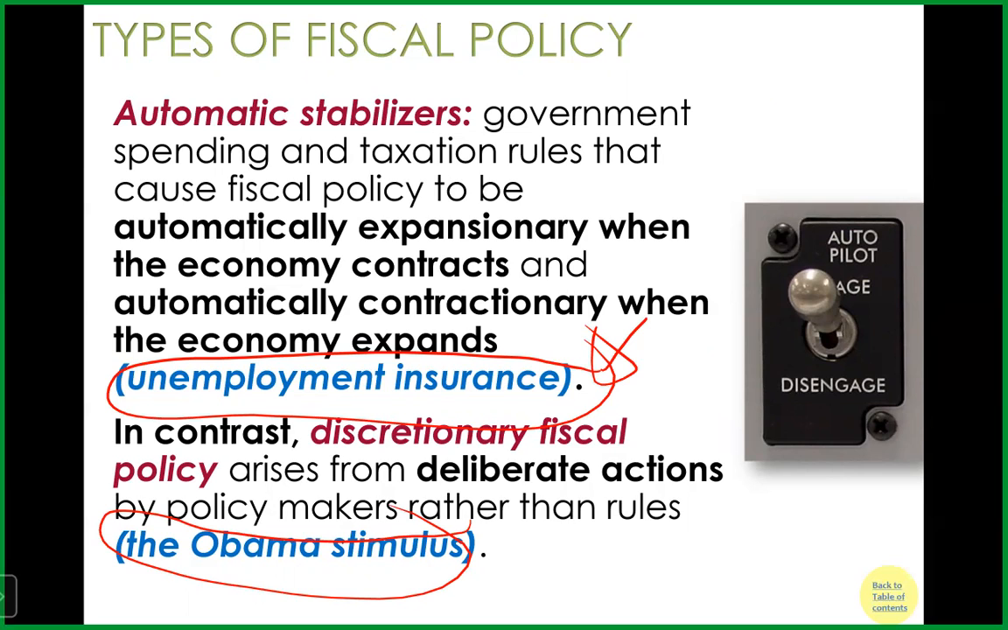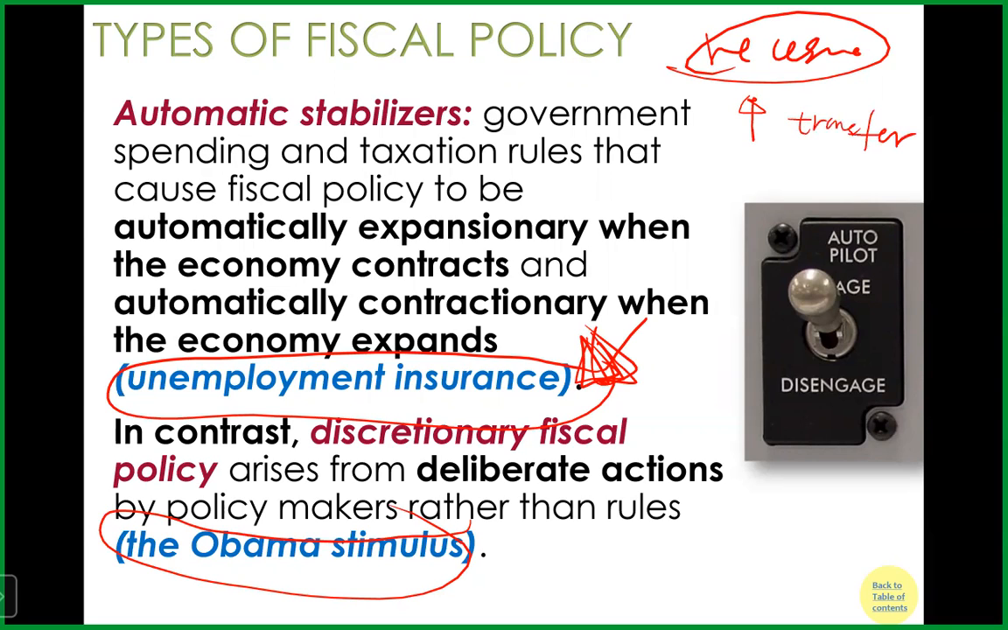Recession. Okay, let me write that. So in a recession, there will be more people demanding unemployment insurance. Automatically, more people are going to receive transfers from the government. The transfer is going to work through what? Through this unemployment insurance.